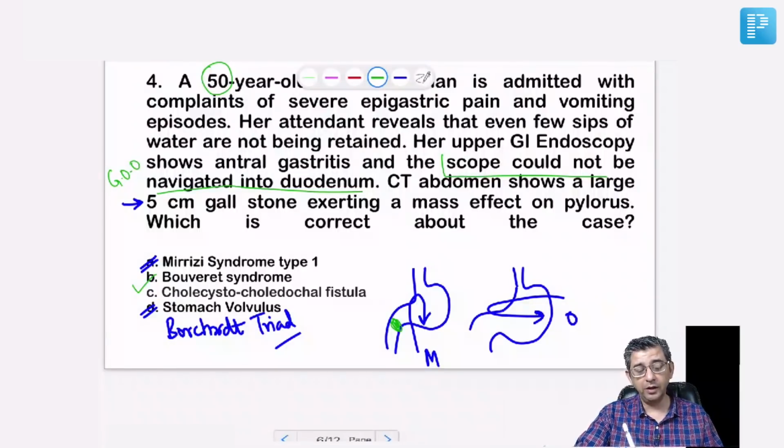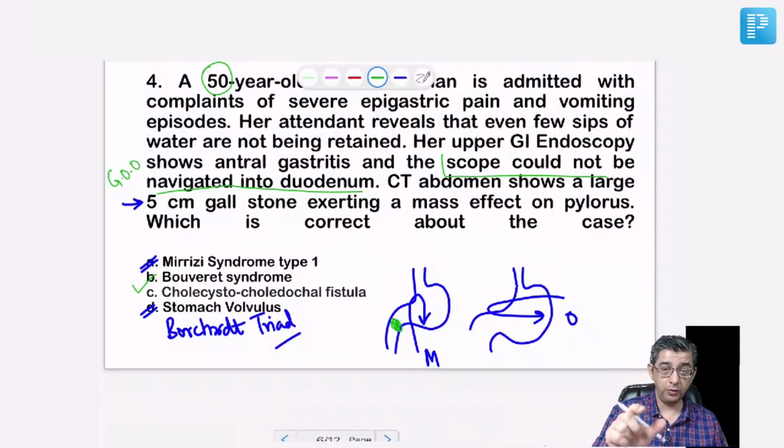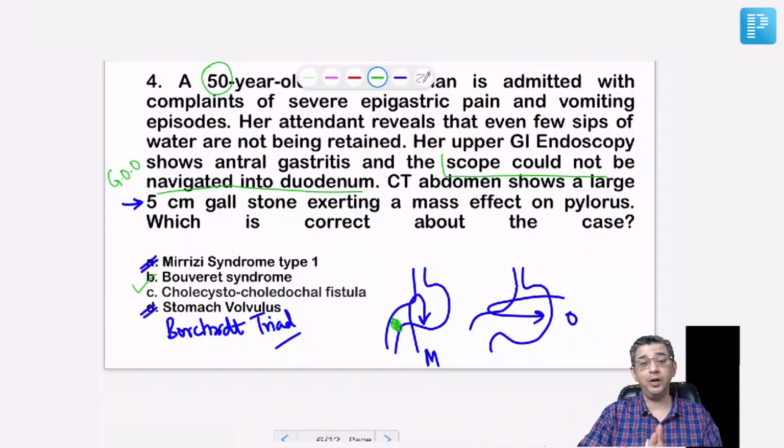And when you read the literature of Bouveret syndrome from surgery, you will also notice that there have been cases reported where a large gallstone can erode even into the stomach of the patient. That looks very shocking and surprising, but this has been documented, stone eroding into the stomach. Comparing duodenum versus stomach, the duodenum is relatively more common. The answer to question number 4 is beta, guys.